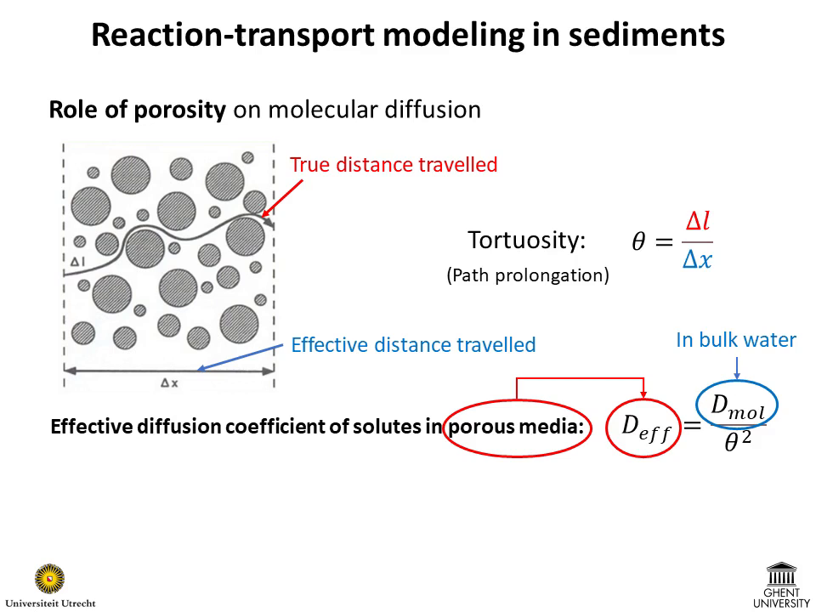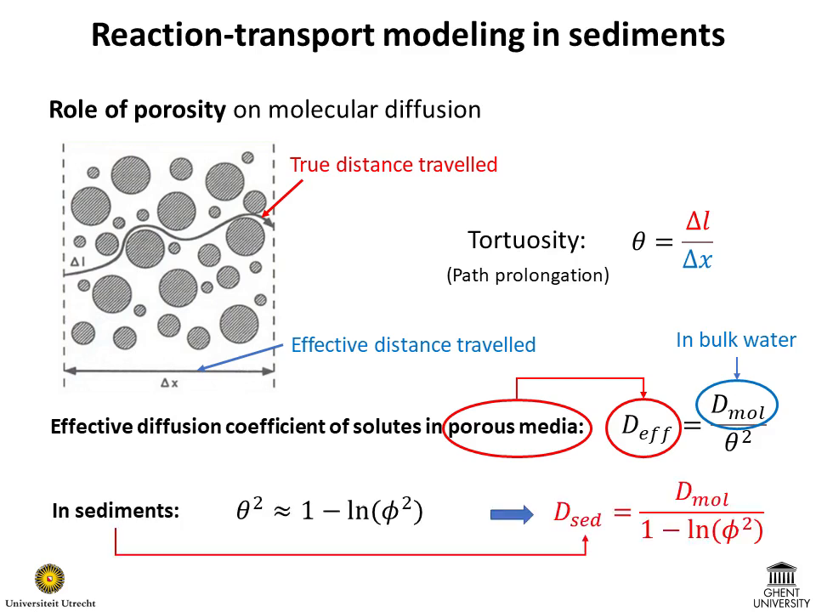This path length prolongation is summarized in a factor called tortuosity. In sediments, tortuosity can be approximated by an expression that depends on porosity. Therefore, when calculating the diffusive fluxes of solutes in sediments, we need to use the effective diffusion coefficient calculated as shown by the formula in red. We typically use the subscript s when referring to the diffusion of solutes in the sediment, in contrast to the subscript mol, which corresponds to the molecular diffusion coefficient in free water.